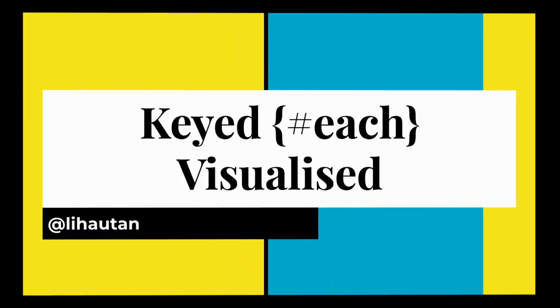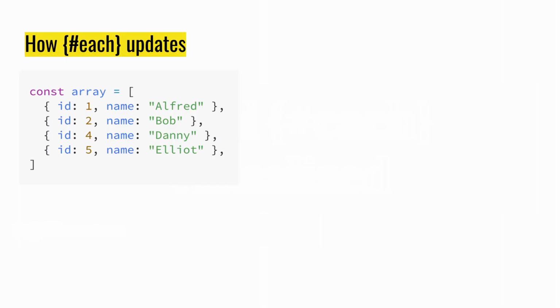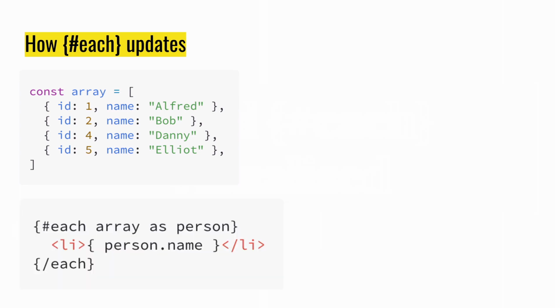So here are my slides, key each visualization. Let's first talk about how each block updates. Here I have an array of 4 items, each with an ID and name. And here is my code where I use the each block, where I each array as person. In each iteration, I will have a list item, which inside will have person.name as a text content.